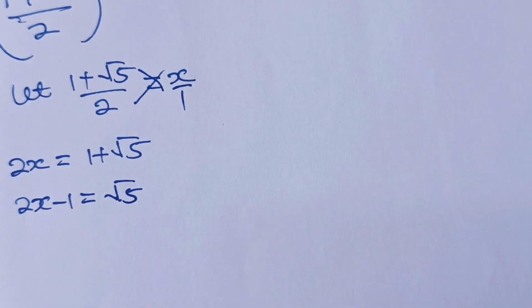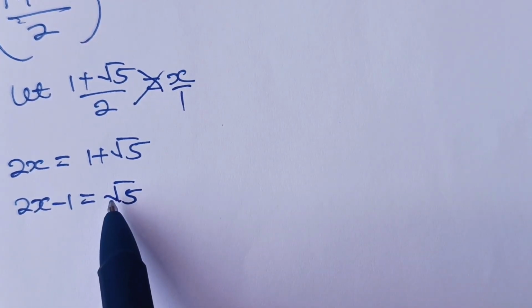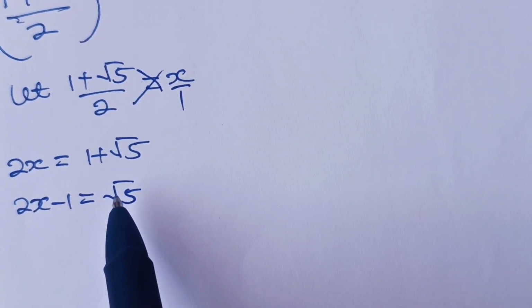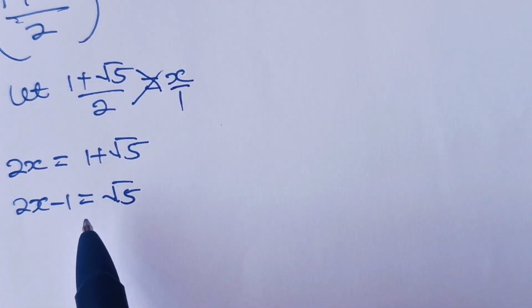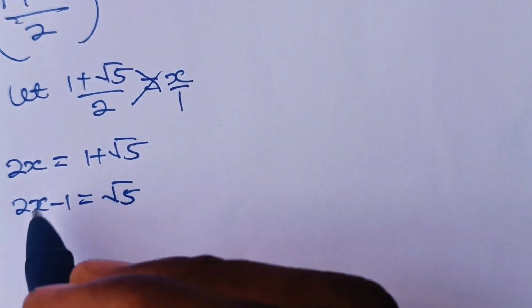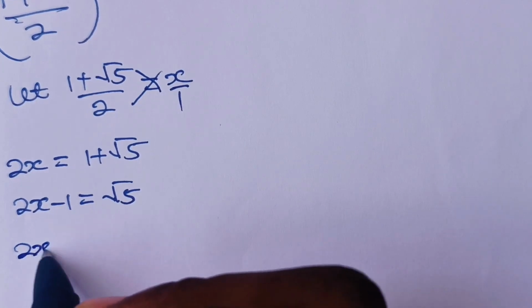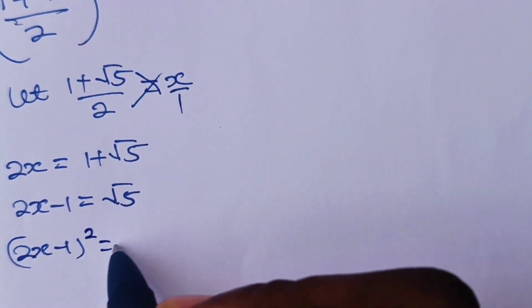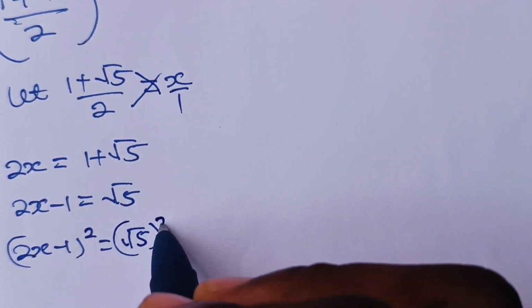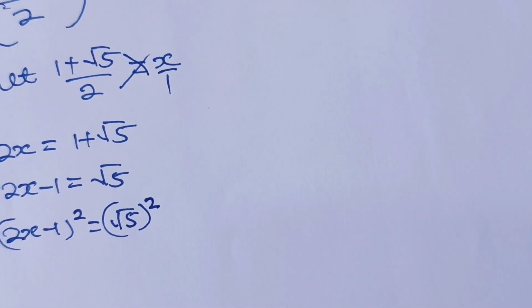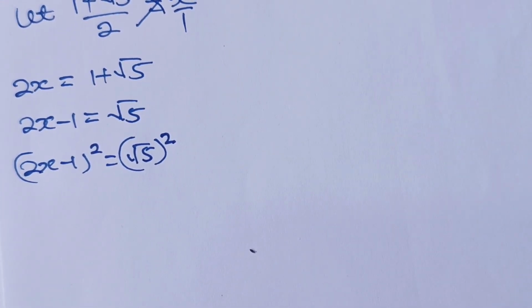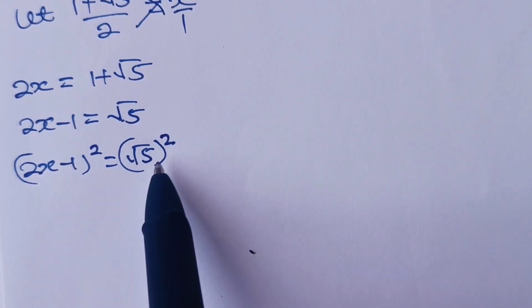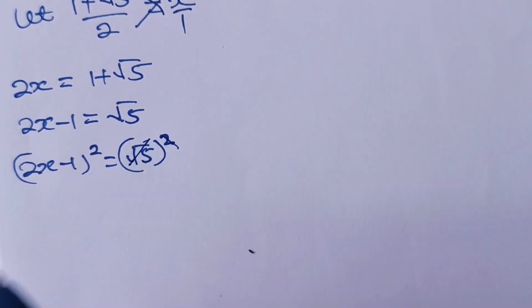All right. Now I want to remove this square root sign from the right hand side of the equation, and to do that, that means I need to square both sides of this equation. So if I square both sides of this equation, I will have (2x minus 1) squared is equal to root 5 squared. Like I said, I will explain exactly what I'm doing and why I'm doing this once I get the value of x squared. So this will cancel this, right?